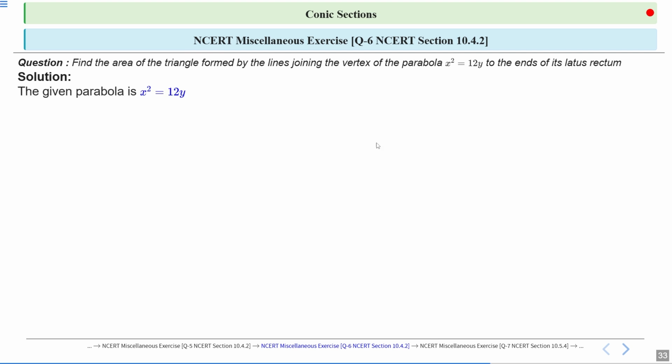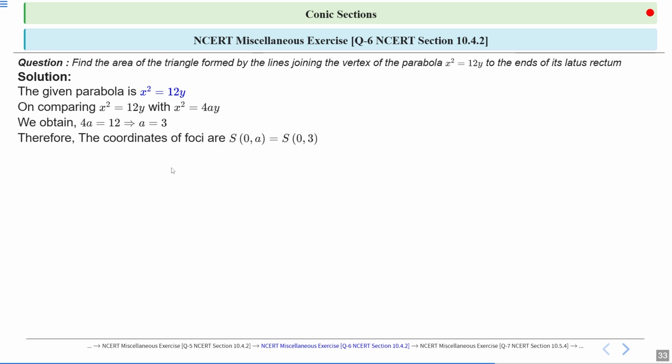So let's solve this question step by step. The given parabola is x square is equal to 12 times y. Now on comparing equation x square is equal to 12y with the standard equation of parabola x square is equal to 4 times ay, we obtain 4 times a is equal to 12, and it implies a is equal to 3. Therefore, the coordinates of focus are S(0, a) is equal to S(0, 3).